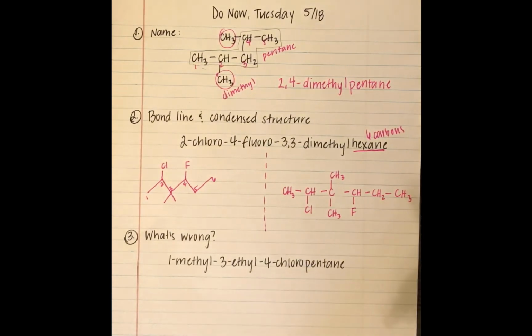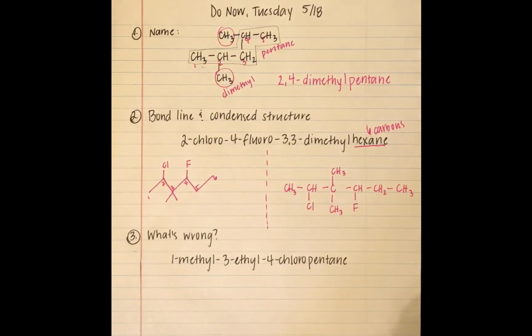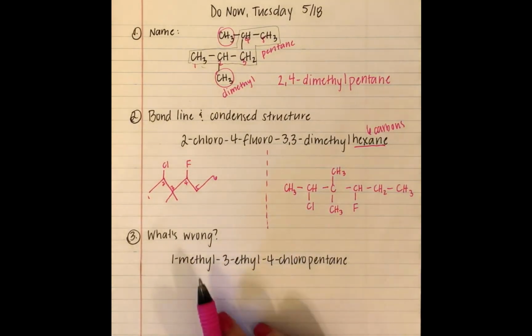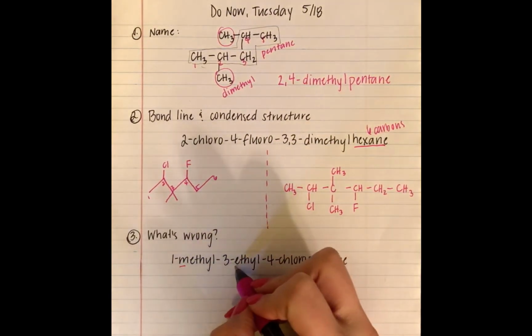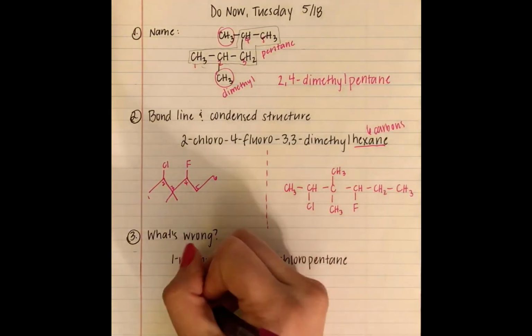And then finally for number 3, what's wrong? So we were given a name. What's wrong with the name? You take a look at this. It's not asking us to compare it to the structure. It just wants to know, based on this name, what do you notice is wrong with it? And maybe at first you don't notice anything, but I always want to point out, focus on the beginning of each of the substituents. This name is in numeric order, not alphabetical order.